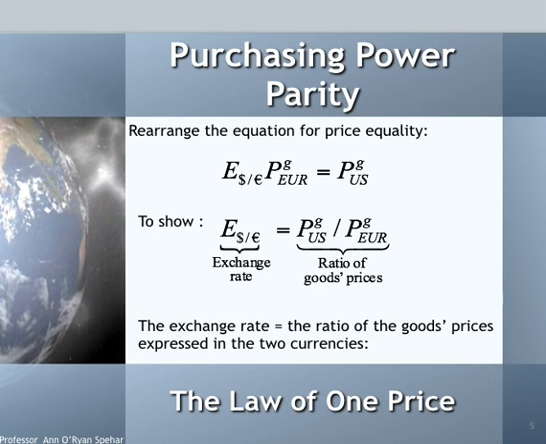So here we begin to have an understanding of what the exchange rate for a particular good should equal. It should equal the ratio of the prices in the two countries. So the exchange rate equals the ratio of the goods' prices expressed in the two currencies. Okay? So we're beginning to understand where the exchange rate comes from, at least when we're talking about one specific good.